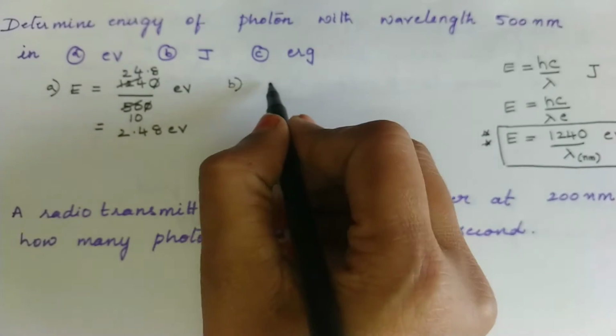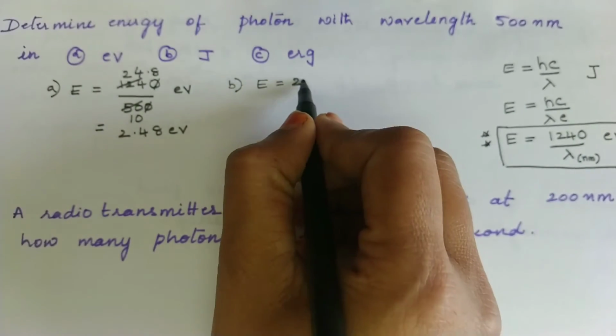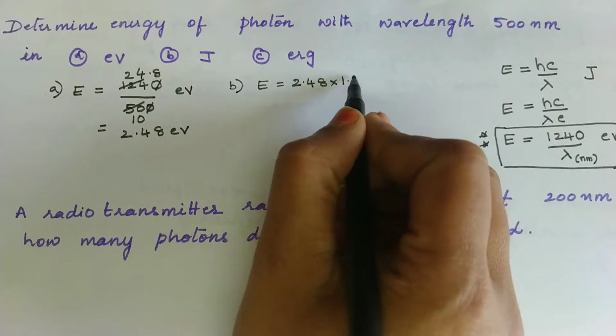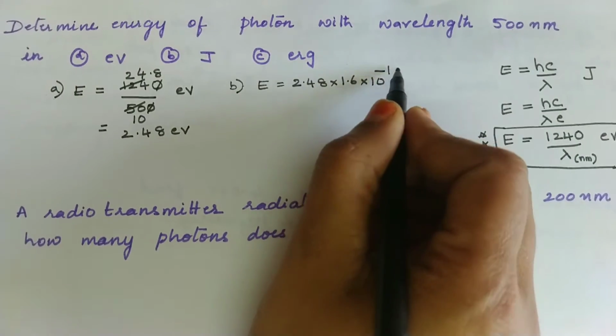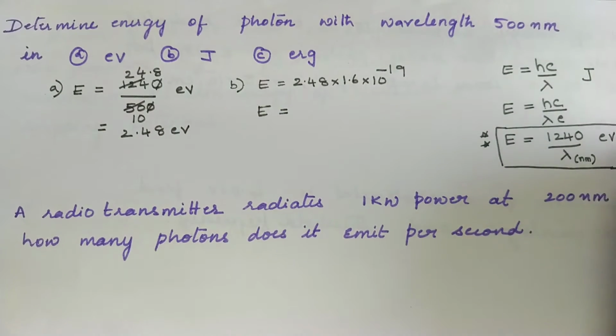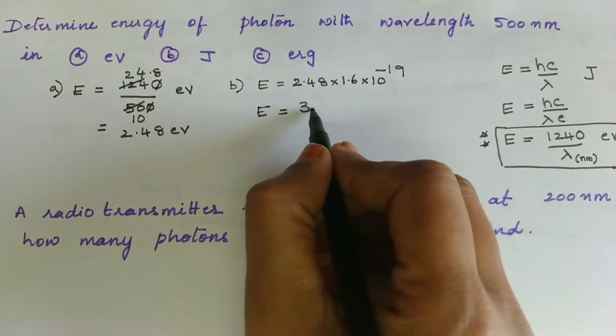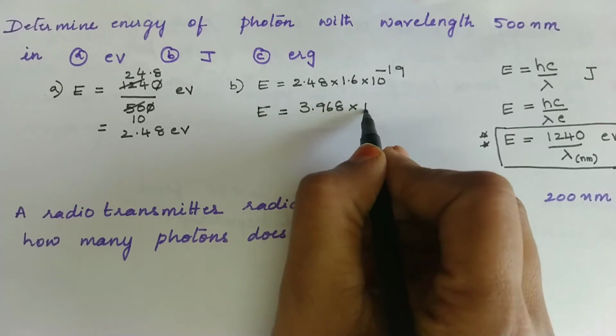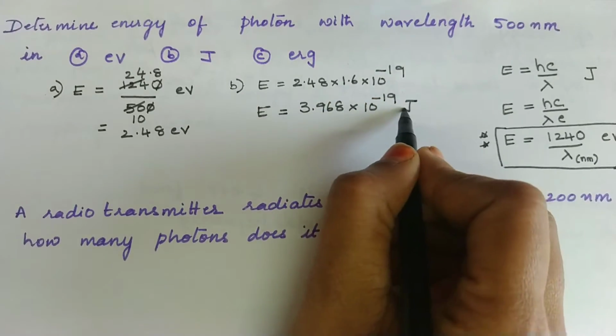Once you get the answer in electron volts, we can get the answer in joules. Energy in joules is 2.48 into 1.6 into 10 to the power minus 19. So E is equal to, multiply 2.48 into 1.6. What will your answer be? You get the answer 3.968 into 10 to the power minus 19 joule.